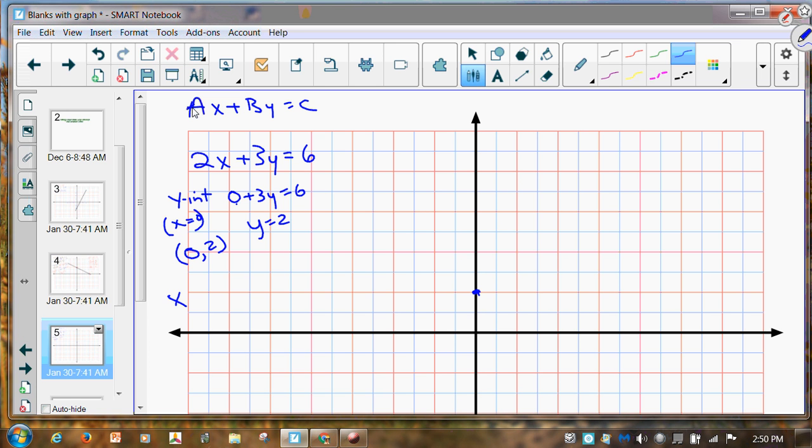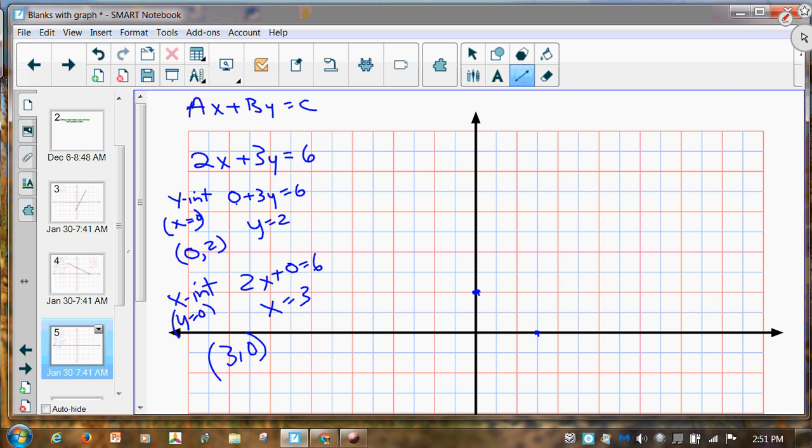And then if we want to know the x-intercept, that occurs when y equals 0, right? And so when we plug y equals 0, we'll get 2x plus 3 times 0, which is 0, equals 6. Divide both sides by 2, and we get x equals 3. And so our x-intercept then is 3, 0. Calculated value of x when y equals 0. And so 3, 0 is going to be 1, 2, 3, 0 right here.